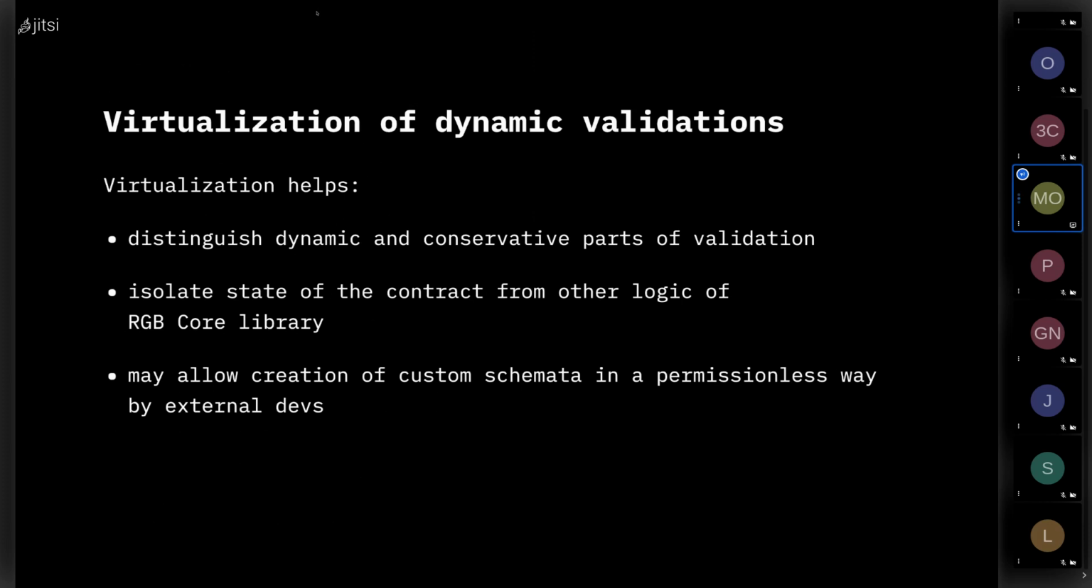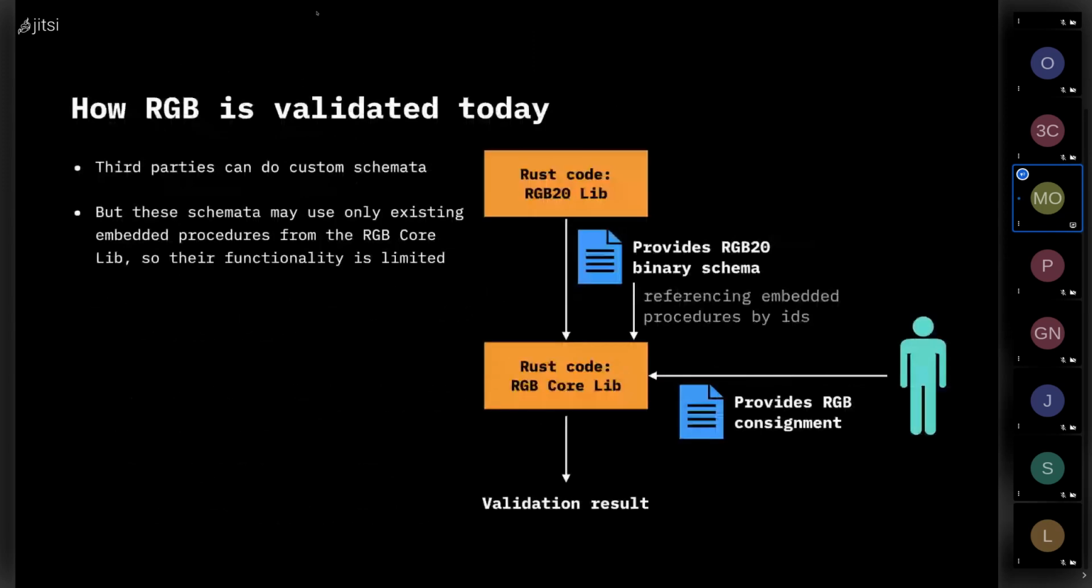Second, we need to isolate the state of the contract from the logic of the RGB core library. If you're doing the dynamic validation as an embedded procedure inside the core library, you have access to the rest of the library. It's a bad sandboxing practice. And the most important, the virtualization may allow creation of custom schemata in a permissionless way by external developers, meaning that the developers should not need the RGB core library maintainers or the LNPBP standards association. They can develop what they like and program the way they like without committing any pull request.